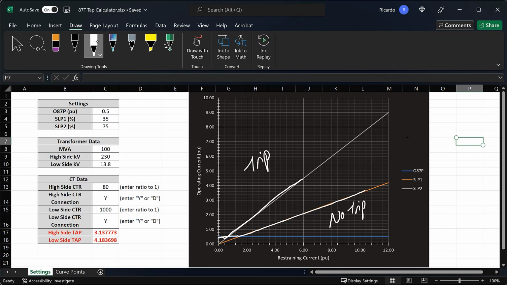Now the relay switches between slope 1 and slope 2 when it thinks that there's an internal fault or an external fault. If it thinks that there's an external fault, it's going to switch to slope number 2, which is a little bit steeper, which causes the tripping to be a little bit harder to achieve. It switches to a more conservative setting because it thinks that there's an external fault. So again, you can use this spreadsheet to see what the tripping characteristic is for the SEL 487E relay.